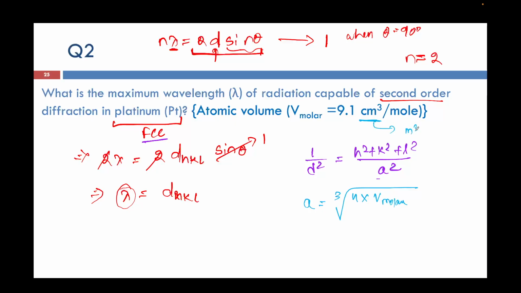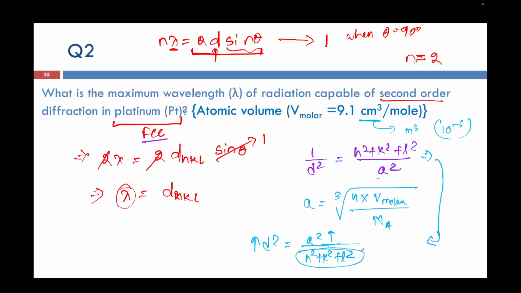So that means a 10 to the power minus 6 term will be associated. When you are doing any calculation, if it is not mentioned, you have to do it in SI unit. Okay, so molar volume divided by Na. From here you will get the a value. So for you to get the maximum d value, if you reverse this equation, I am writing it here: d square is equal to a square divided by h square plus k square plus l square. So for a maximum d value, you have to get maximum a value, but a value is constant. That means you have to get minimum h square plus k square plus l square.